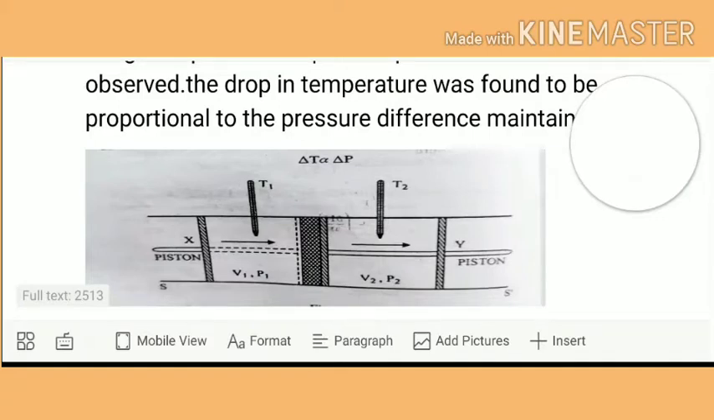The whole apparatus is thermally insulated, so there is no exchange of heat. So this process is an adiabatic process, and when expansion of gas occurs through the porous plug, a drop in the temperature is recorded, and this drop in the temperature is found to be proportional to the pressure difference. It means del T is directly proportional to del P.